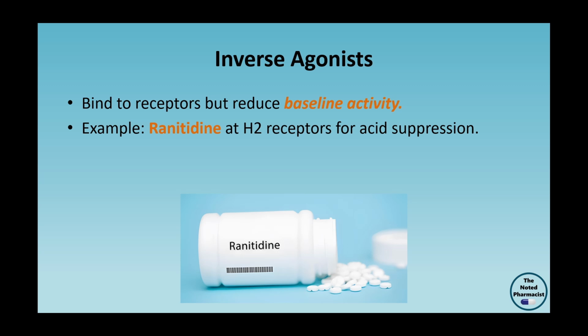An example of an inverse agonist is ranitidine. Ranitidine acts as an inverse agonist at the histamine H2 receptor, lowering gastric acid secretion by inhibiting constitutive receptor activity, which is beneficial in treating conditions like peptic ulcers and gastroesophageal reflux disease, GERD.